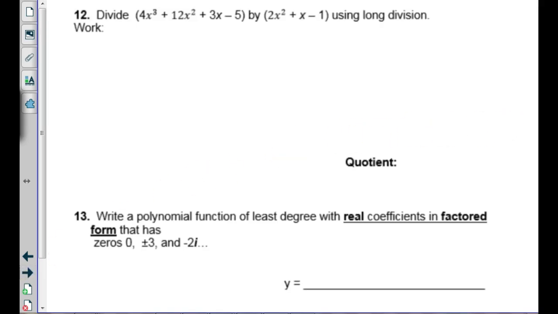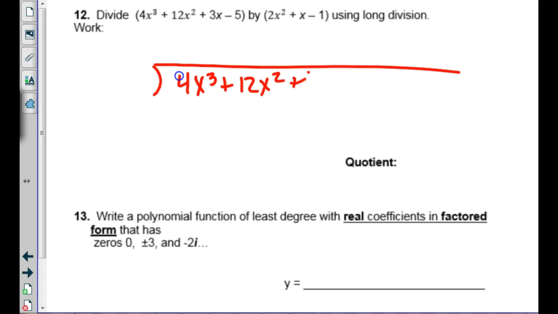Now we're supposed to do long division. Okay, 4x cubed plus 12x squared plus 3x minus 5. Do I need any placeholders? No, thankfully. 2x squared plus x minus 1. Okay, this looks awful because it's long, but I think because what we're dividing by is also big and nasty, it's not going to go in that many times. Okay, 2x needs to become exactly 4x cubed. So I multiply by a 2, just an x, right?